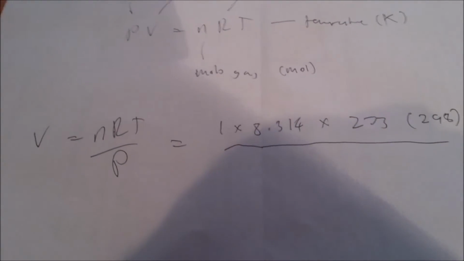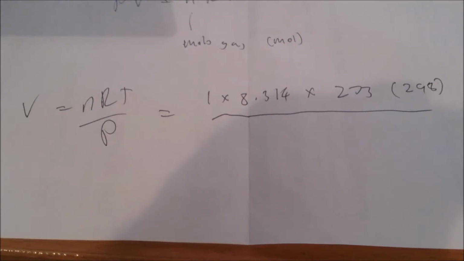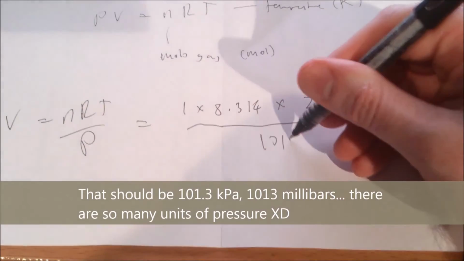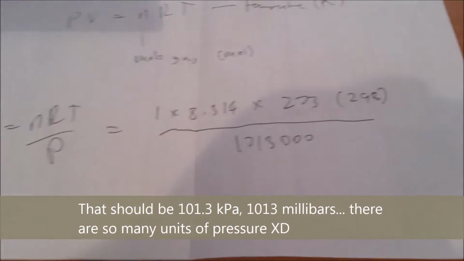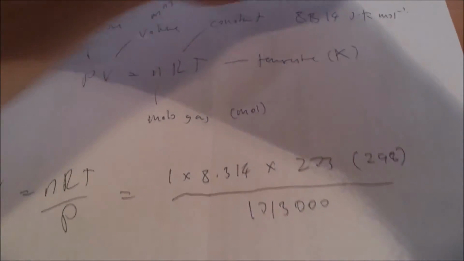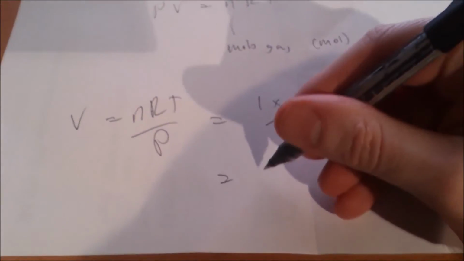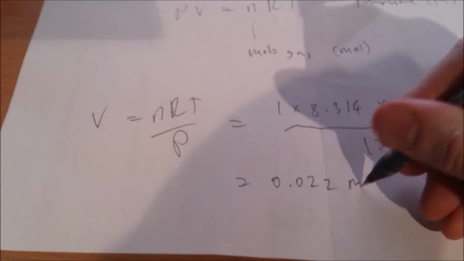And standard ambient pressure is generally accepted to be 101.3 kilopascals, which should be 101300 pascals. Now if I quickly run that into the calculator on my computer, 8.314 times 273, I'll do it for the 0 one, divided by 101300, and what that gives us is the grand total of 0.022 meters cubed.